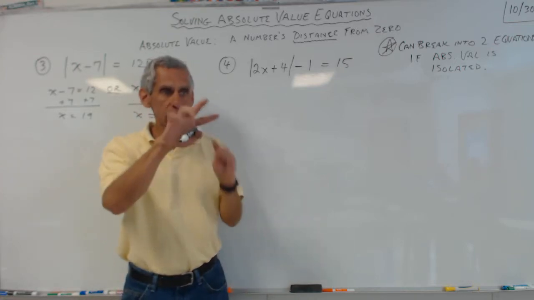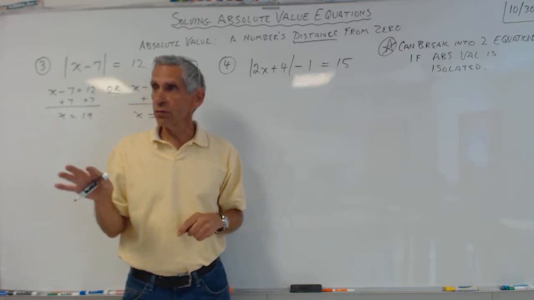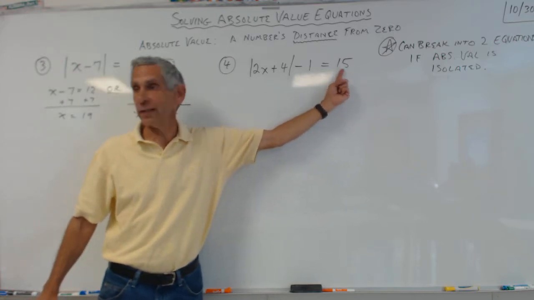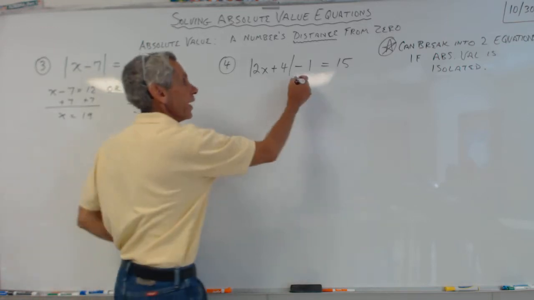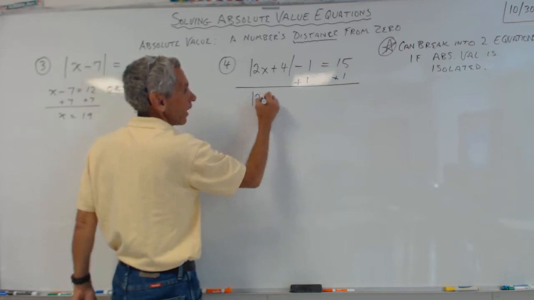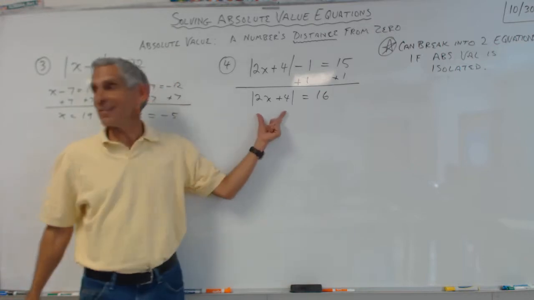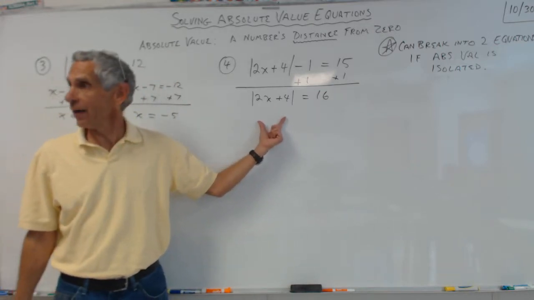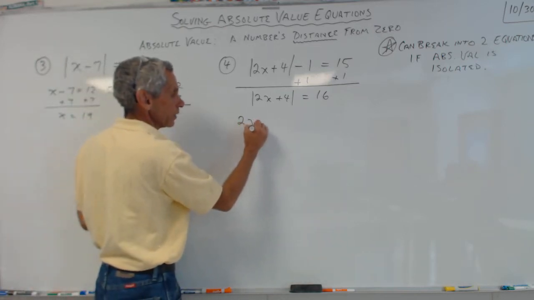Are you guys listening? I think you need to stop talking, okay? It's going to be wrong if you do that. You cannot change that to a negative 15 until this is isolated, right? So you've got to add 1. Now I have the absolute value of 2x plus 4 is equal to 16. Is this now isolated? Yes. So now I can break it out into two equations. Is that clear? Only when it's isolated.